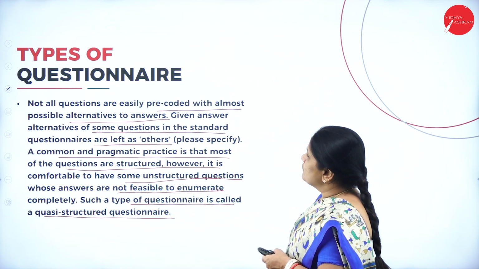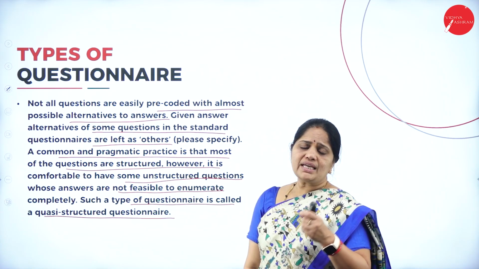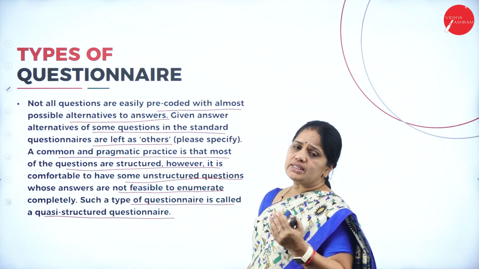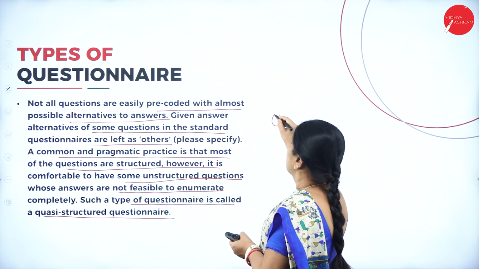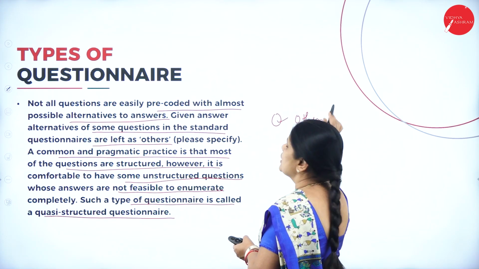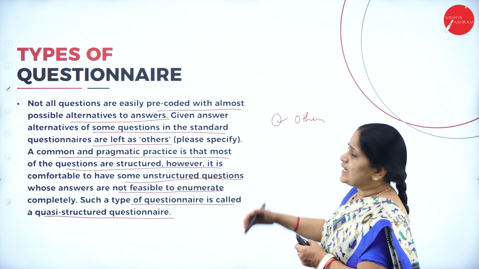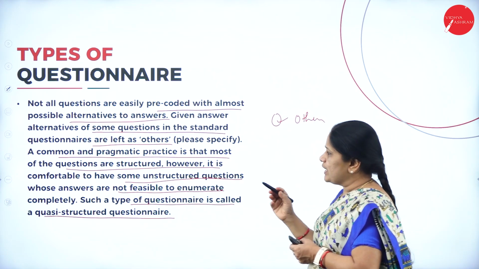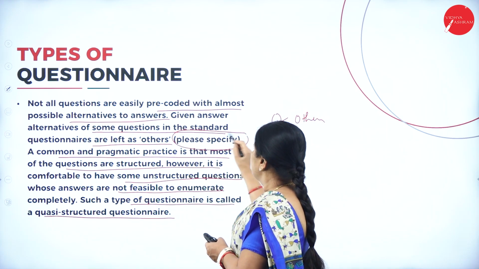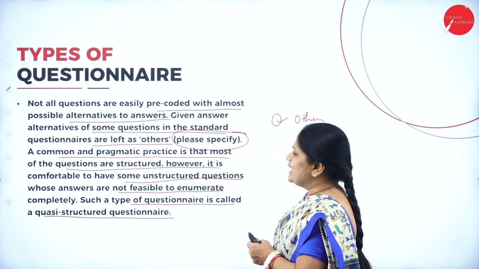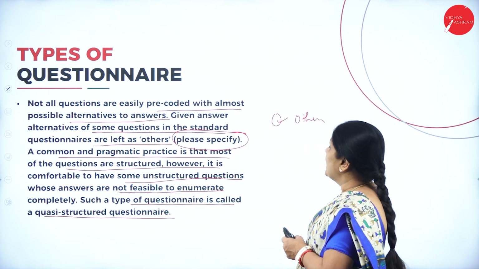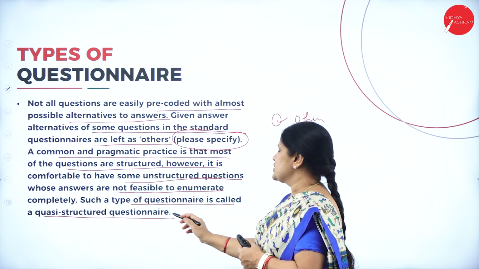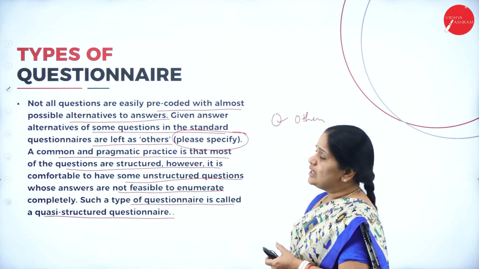Now, in case of this type of questionnaire, we cannot have all pre-coded questions in the questionnaire. So, there are some questions which are left with the option of others. So, others means specify. If you don't belong to these four, then if it is others, please specify. So, this kind of a question you have to include in the questionnaire. So, why do we have to have this? To see that all others also are included in the questionnaire. So, such a type of questionnaire is called a quasi-structured questionnaire.